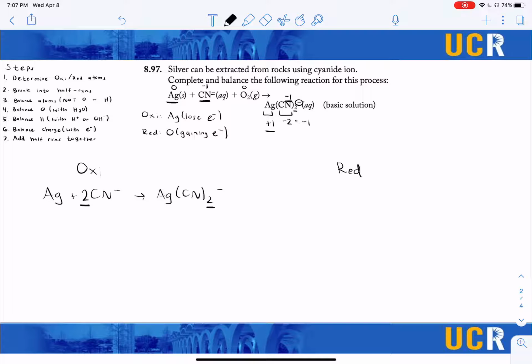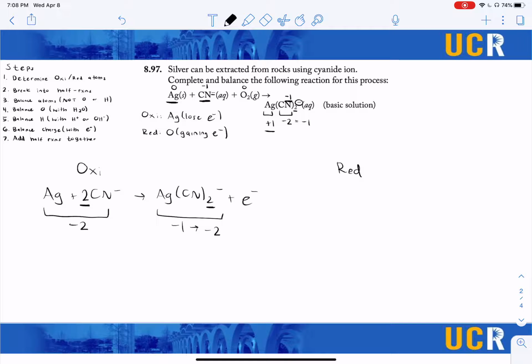So the next thing you want to do is balance the charge with electrons. We can see the charge on the left side is going to be -2, and the charge on the right side is -1. So to balance this, we need to add 1 electron to the right side. So plus electron. So now we have a charge of -2 on the right side. Okay, perfect. So now the oxidation half reaction is all balanced, because we balanced the charge.